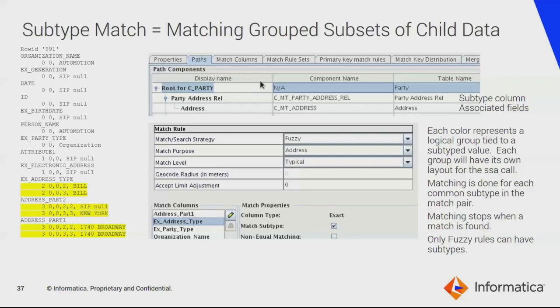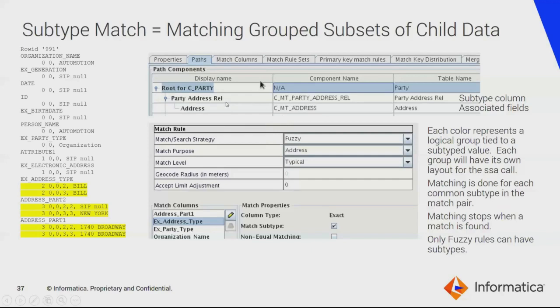We need to figure out the sub layouts for each and enumerate through all of the possibilities. And so that's why subtype matching kills performance, and we try to tell you to avoid subtype matching if you can. Now, if you have flexibility, you can work around subtype matching using something called a filtered match path.